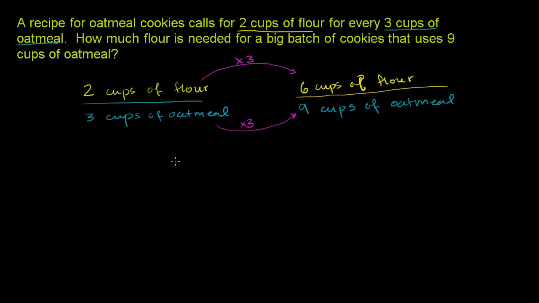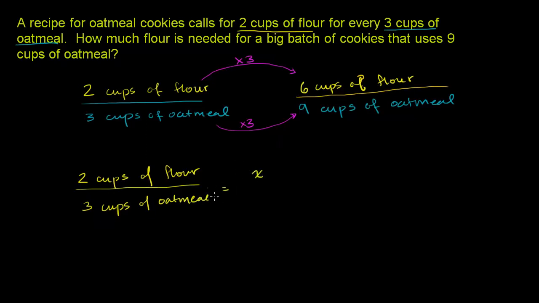Another way you could think about it is you could set up a proportion. You could say 2 cups of flour over 3 cups of oatmeal is equal to a question mark, instead of writing a question mark, I'll put a variable in there. Actually, let me put a question mark there, just so you really understand. Is equal to a question mark in a box, number of cups of flour, over 9 cups of oatmeal.